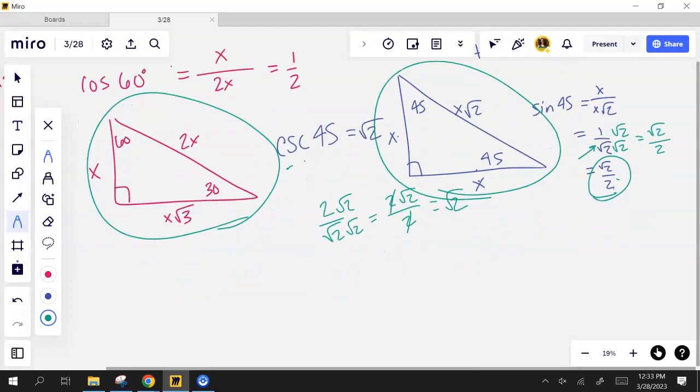Okay, what's 16? Cotangent of 30. So to find cotangent of 30, let's first find tangent of 30. It's opposite over adjacent. Here's 30, so the opposite is x. The adjacent is x root 3. How do you know which corner to put 30 in? It doesn't matter which one you put it in so long as the x falls across from the 30.